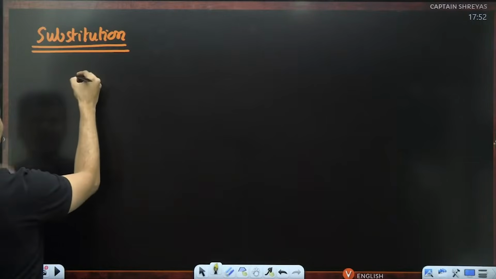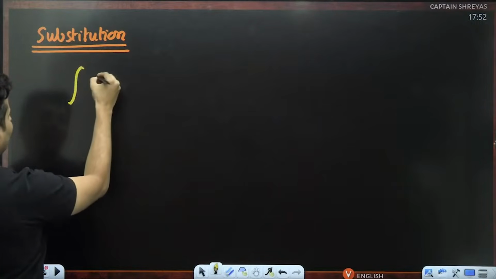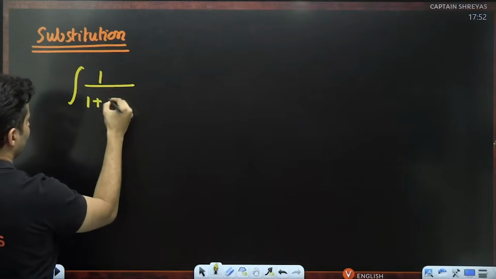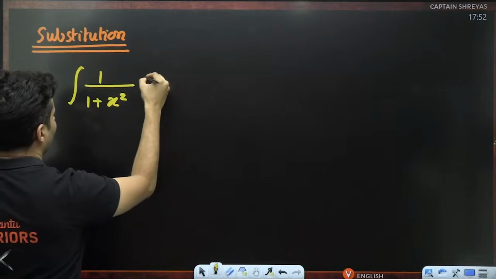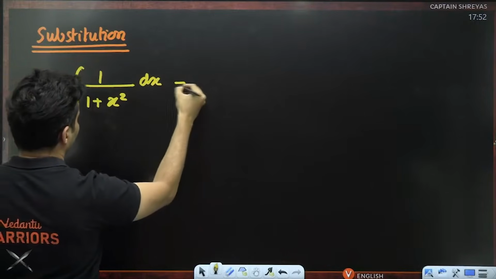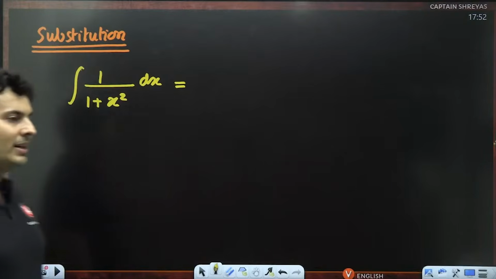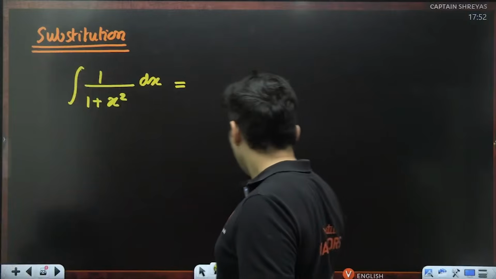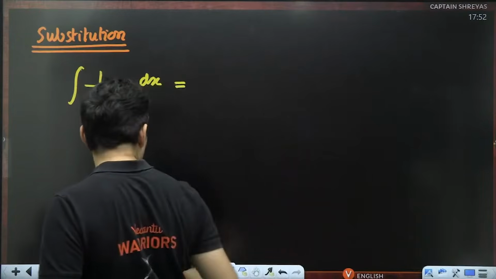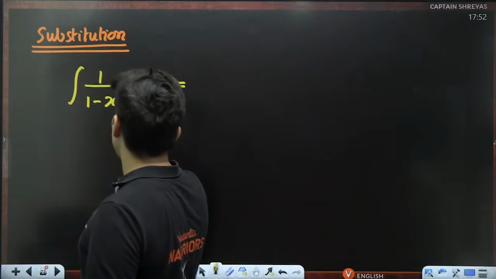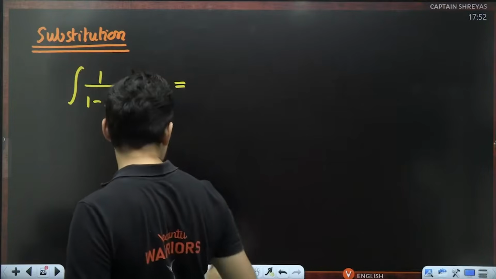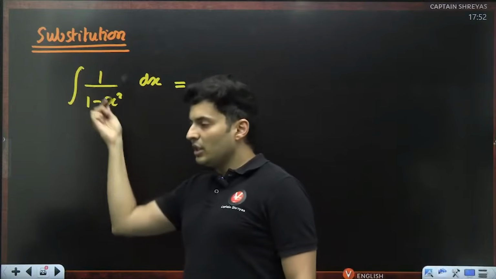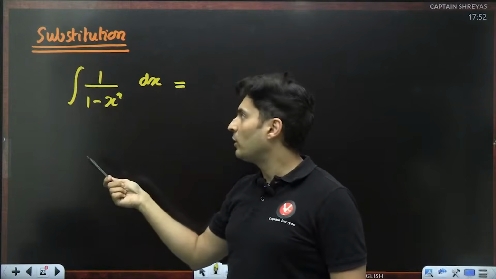Say for example, I want to integrate 1 divided by 1 plus x square, dx. Example, I want to integrate this. Or 1 minus x square I want to integrate, or let's say there is minus over here. Some random equation is there over here. Now, when I want to integrate this, this is not any known formula.